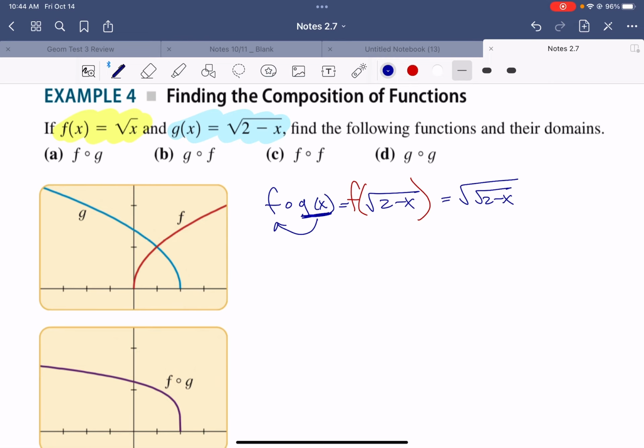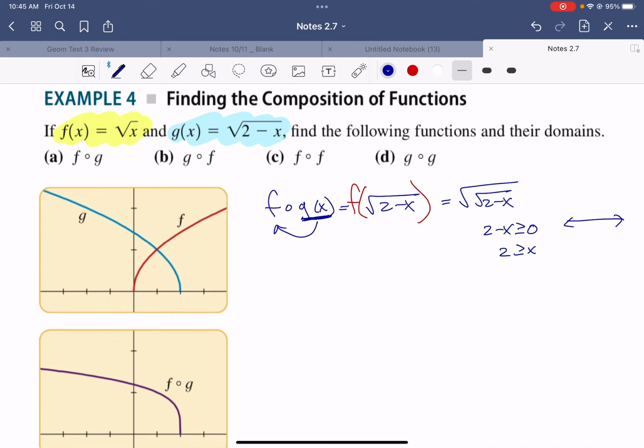Right? That's a weird little function. So what do we worry about with this function? The stuff underneath this radical right here has to be greater than or equal to 0. So in other words, x has to be less than or equal to 2. On our number line, it's either 2 or less than, so it goes from negative infinity all the way up to 2.